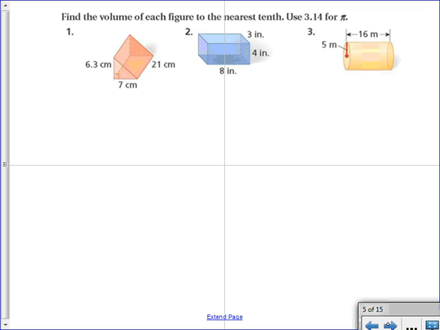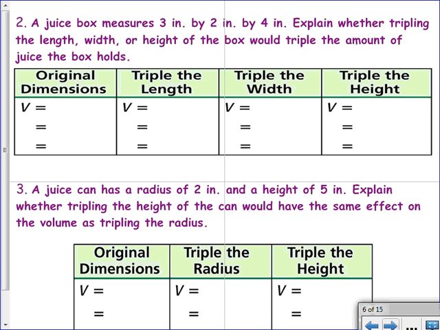And I am skipping ahead. A juice box measures 3 inches by 2 inches by 4 inches. Explain whether tripling the length, width, or height of a box would triple the amount of juice that the box holds. So very simply, what this is saying is we've got this normal juice box like everyone has undoubtedly seen before.